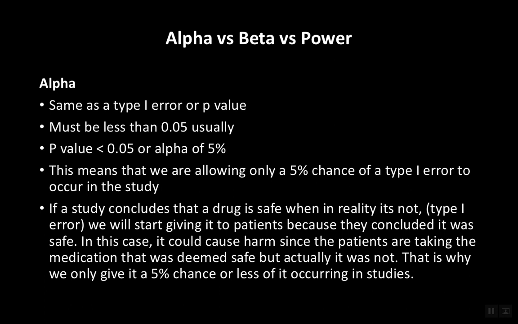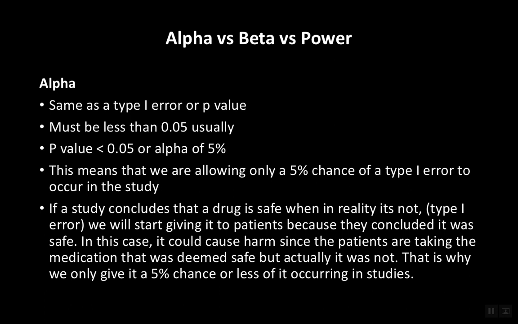So wait, we concluded that this drug is safe because the p-value looked good, but you're telling me in reality it's not. Well, that's a problem, because once we accepted that this drug was safe to be given, most likely we're going to start giving it to patients, right? And then we find out that it's actually not safe, in this case, it may cause harm because patients took that. So that's why we only allow a 5% chance of this occurring.